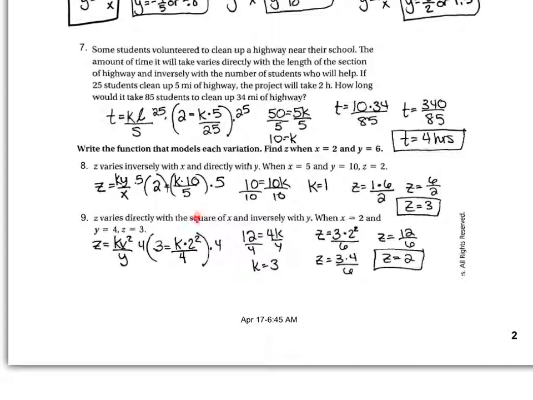Number 9, it threw in the square of X, which means X squared, but other than that, it followed the exact same steps as number 8. If you need to, pause this to check your 7, 8, and 9. Otherwise, pass out the notes for today, and we're going to start with more introducing chapter 5.